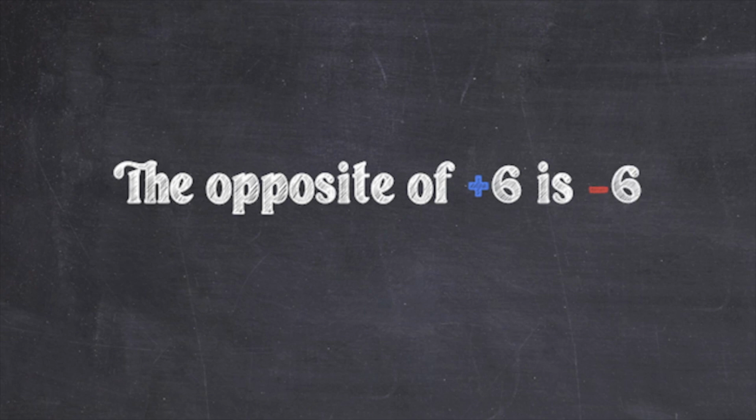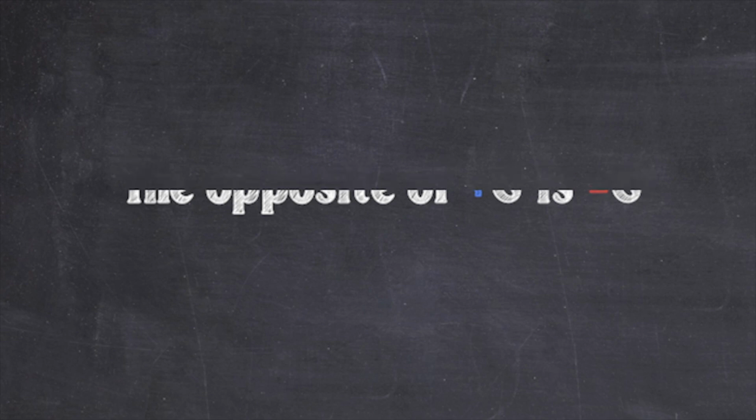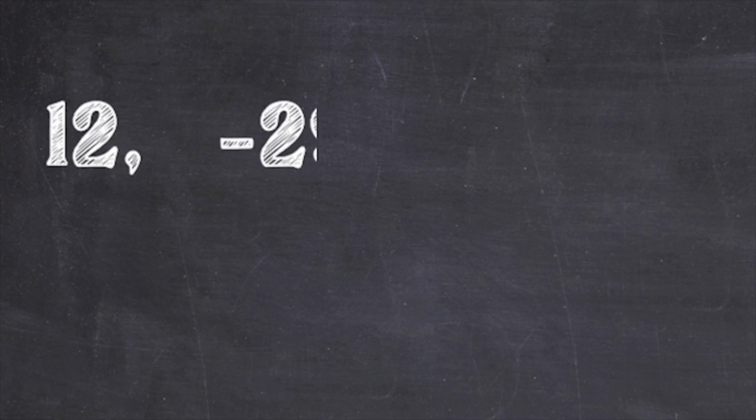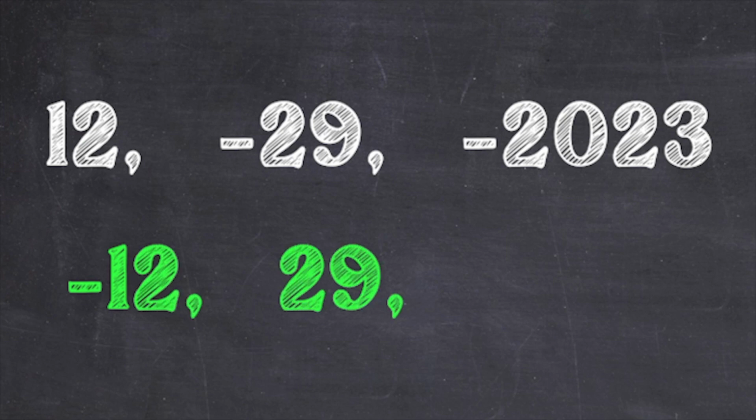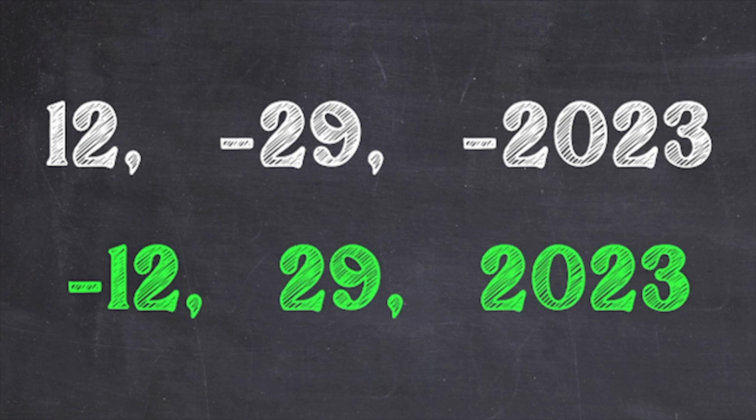When looking at a particular number, we can get what we call the opposite of a number by changing the sign. For example, the opposite of +6 is -6, since we are changing the sign of 6 from a plus sign to a negative sign. Pause the video and think about what the opposite of 12, -29, and -2023 are. If you thought the opposites were -12, 29, and 2023, you're correct.